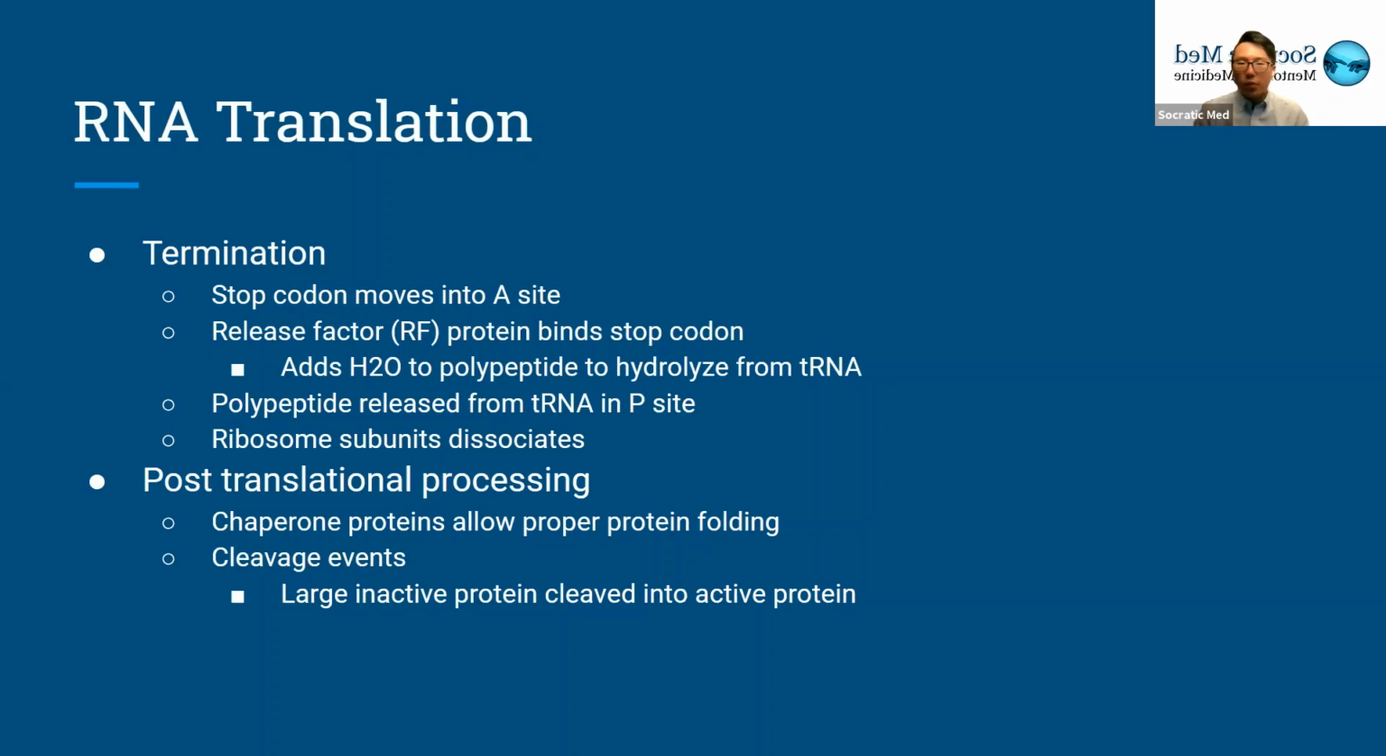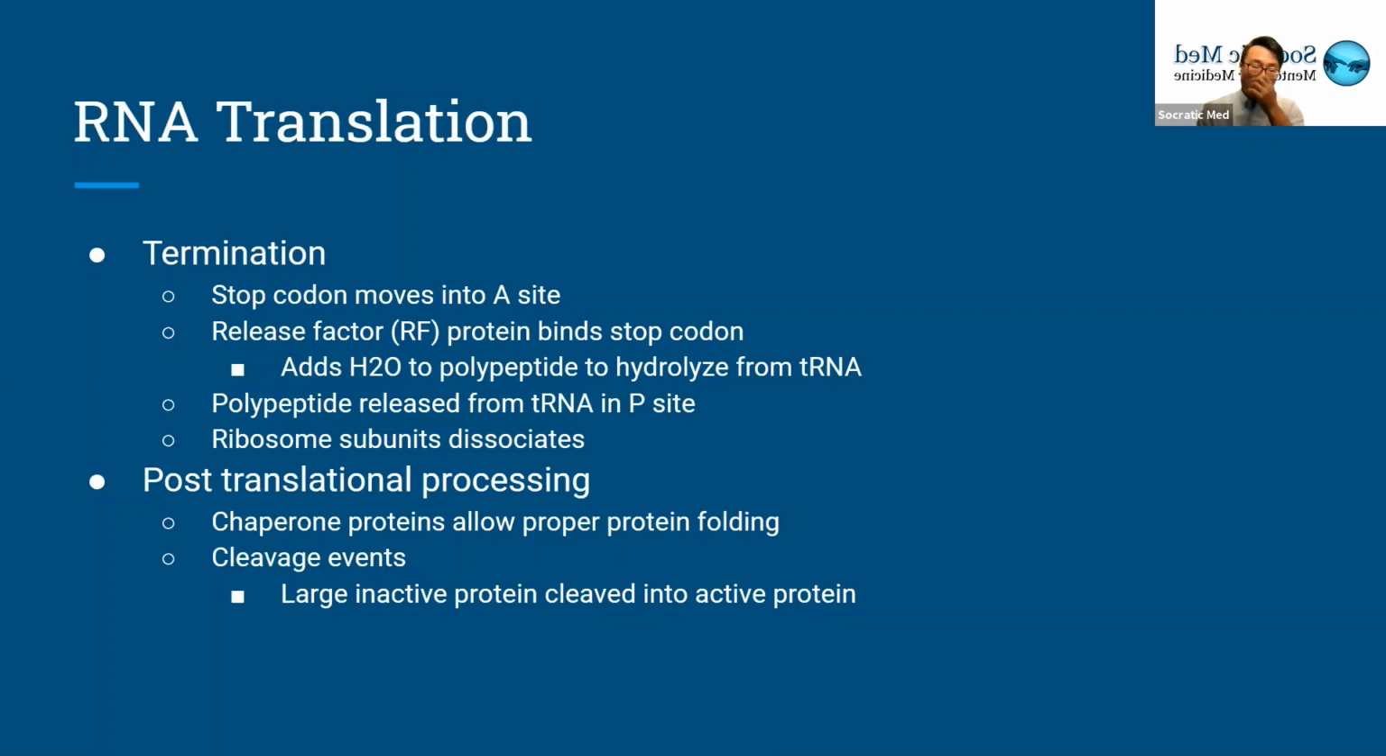What happens is the release factor adds a water molecule to the polypeptide, and that's used to hydrolyze the tRNA from the polypeptide. So that releases the polypeptide from the tRNA in the P site, and then the polypeptide is complete after its release. And since the protein is formed, the ribosome subunits dissociate until they encounter another mRNA that's ready for protein synthesis.